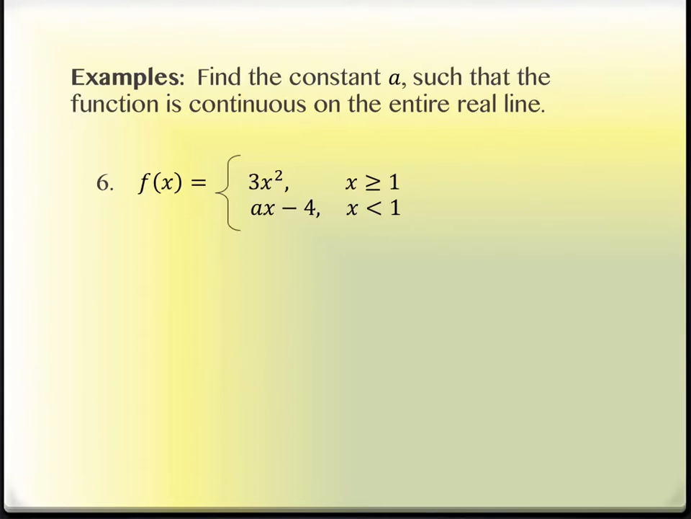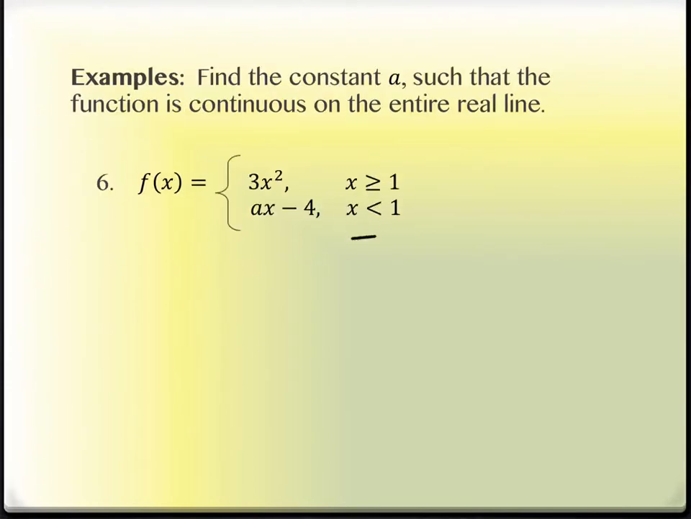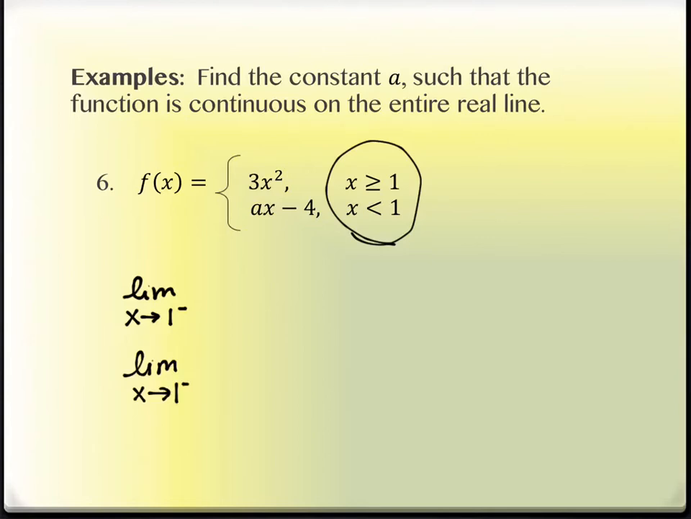Well, we use this definition on the previous slide to make that happen. We want to make sure that the limit from each side of the value 1, because 1 is the location where it's changing functions, right? We want to make sure that 1 from the left and 1 from the right actually have the same y value. That's going to create a limit at the particular point existing. So we want to find the limit as x approaches 1 from the left and the limit as x approaches 1 from the right. We just need to make sure we're on the right function.